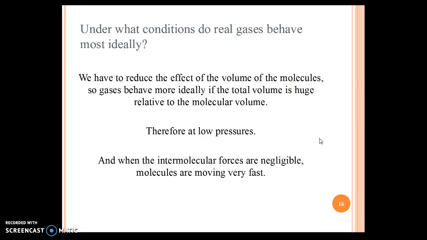When the intermolecular forces are negligible, the molecules have to be moving very fast. If they're moving very slowly, the intermolecular forces of attraction can bring them close together and make them clump. Well, we need to therefore make the molecules move fast, so ideal behavior occurs at high temperatures. Low pressure, high temperature, those are the factors that give us mostly ideal gas behavior.